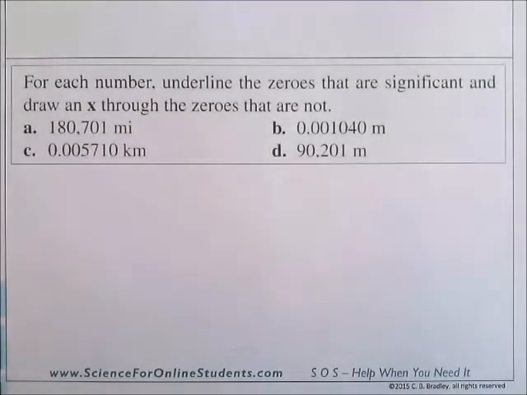For each number, underline the zeros that are significant and draw an X through the zeros that are not.